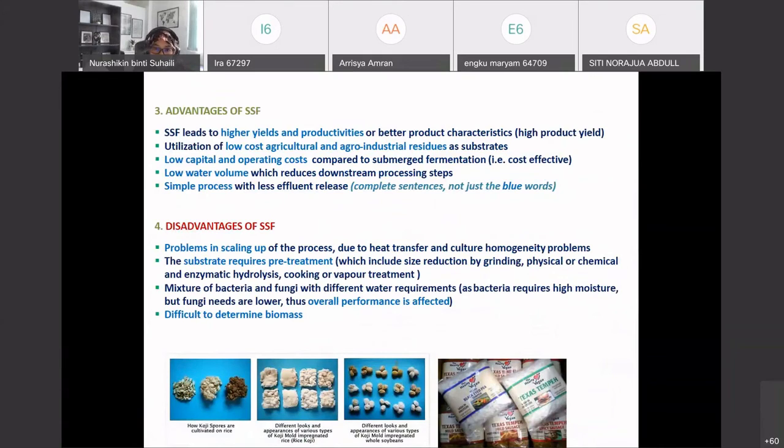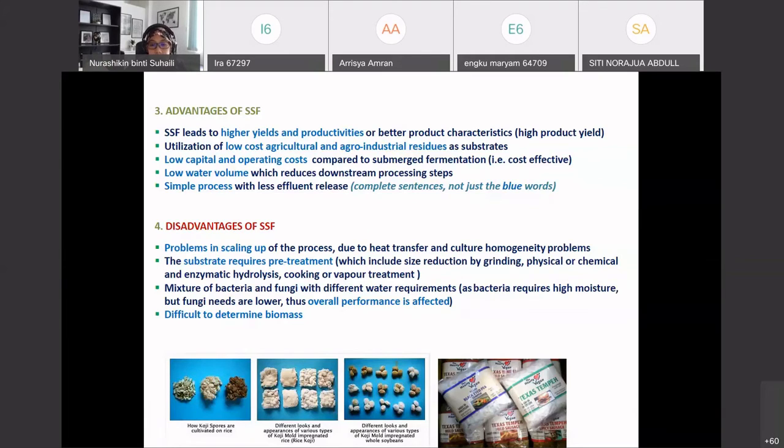SSF leads to higher yields and productivities. By nature, actually, SSF ni lagi simple compared to liquid fermentation. Although you might face certain challenges, for example, in terms of uniformity, in terms of macam mana nak control the biomass growth semua kan. But the nature of the process is actually simple. You can just ferment the things by having the solid, put the microbes, and it will grow actually. So the nature is simple, and it is useful for certain industries.